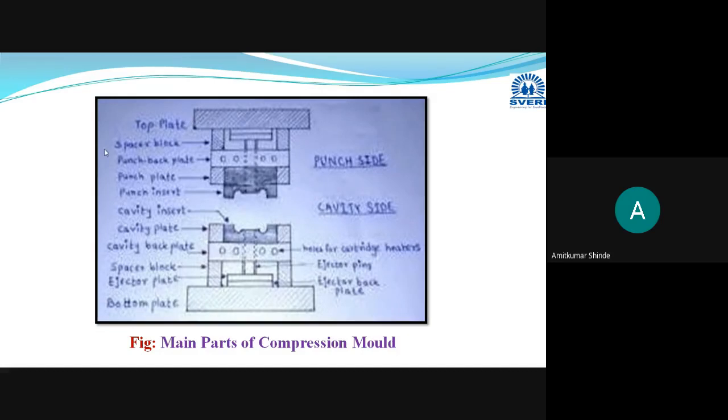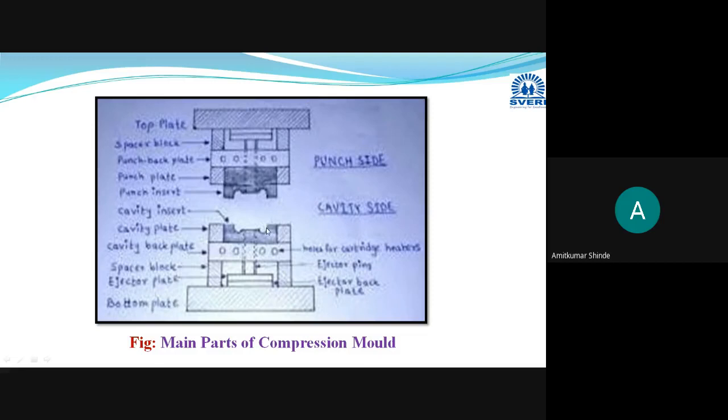I will repeat it again. This is the top plate. This is the spacer block. Then this is the punch or punch insert. Then this is the punch plate and punch back plate. And this is the cavity plate, cavity insert, and cavity back plate. This is the spacer block. These are ejector pins, ejector plate, and ejector back plate. And this is the bottom plate. These are the names of the parts, the constructional details of the compression mold.